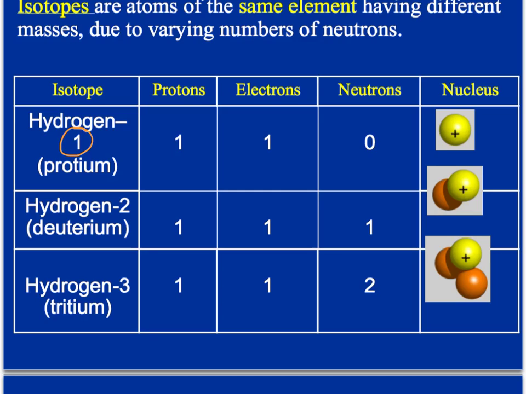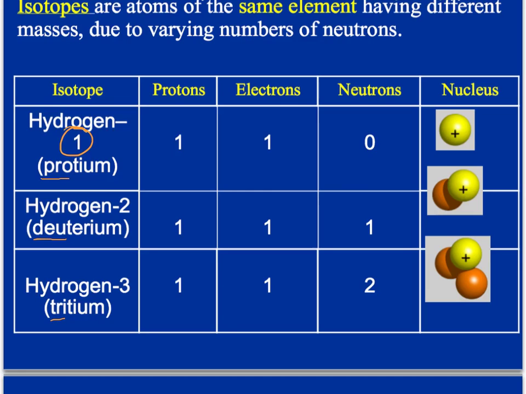I know these words seem kind of complicated, but if you break them down, we look at the prefixes. Pro generally means 1, and if you think of prophase, it's the first thing that happens, so pro is going to have 1. Then deu means it's going to have 2, and tri is 3.